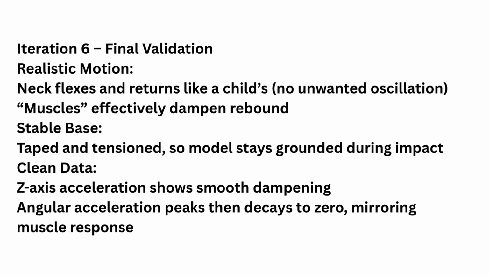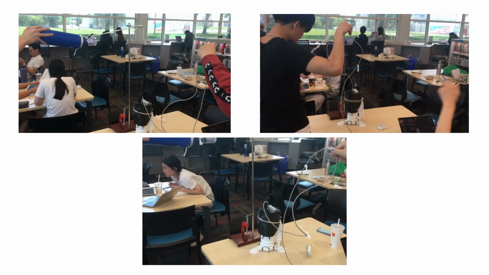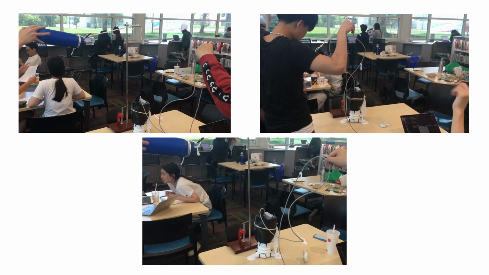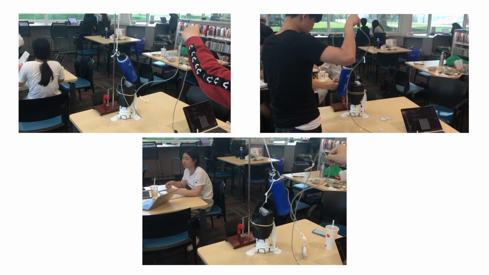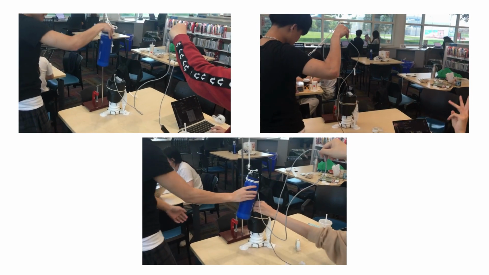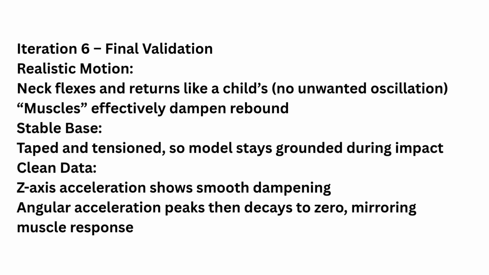Wow, that was amazing. This looks exactly like how a 5-year-old head would react to an impact at low speeds. We can see that the neck bends back correctly to how a human would bend back. It snaps back to its original position right after and does not undergo a simple harmonic motion, which is a problem that occurred from just using the bellows. The muscles definitely did do their job this time.